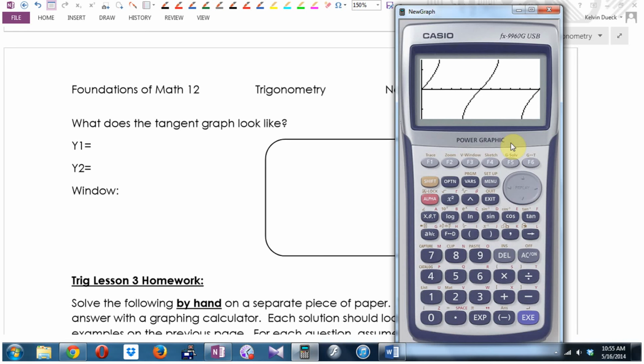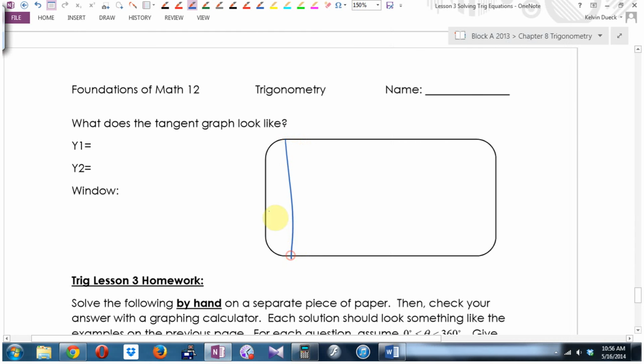Hey, look at this. What does that look like? Well, it really looks like this. Sorry, that's a terrible drawing. There's other chunks as well. We're not going to be graphing tangent very much.